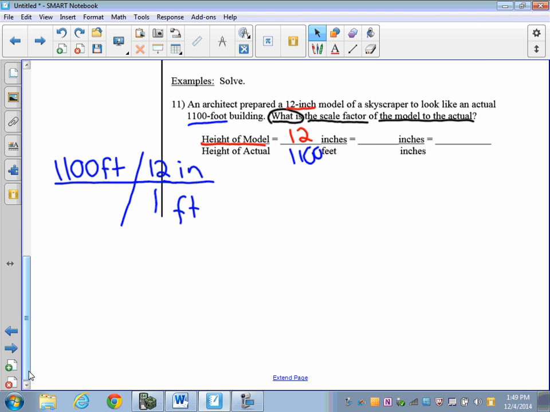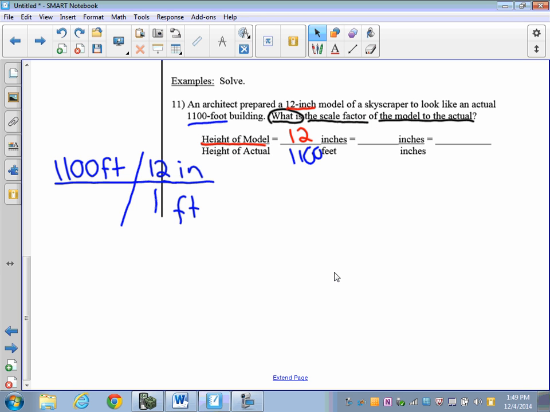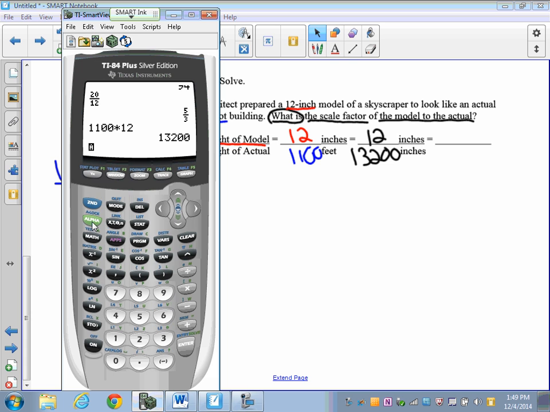So what you need to do is just multiply 1,100 times 12. We get 13,200. And we have 12 in the numerator. Now I just divide it. So alpha y equals enter 12 over, one thing I can do is, oops, that didn't work, 13200. We get 1 over 1,100.